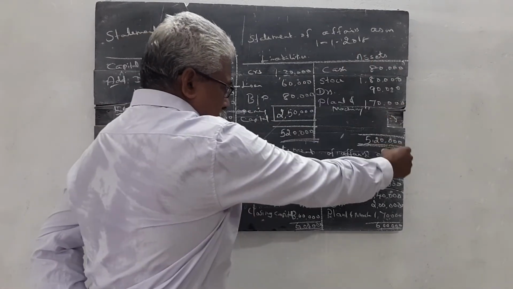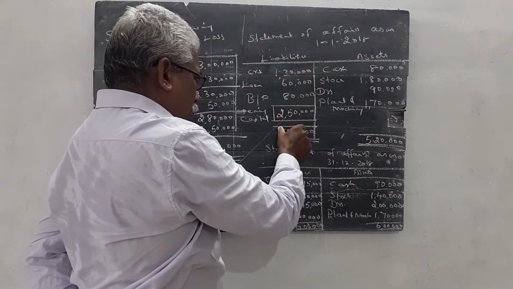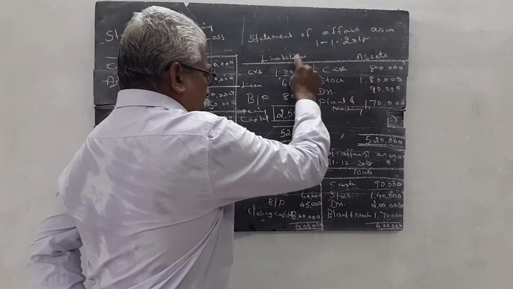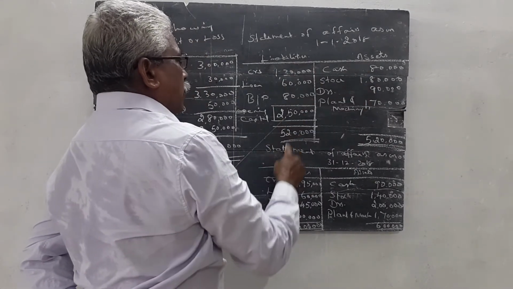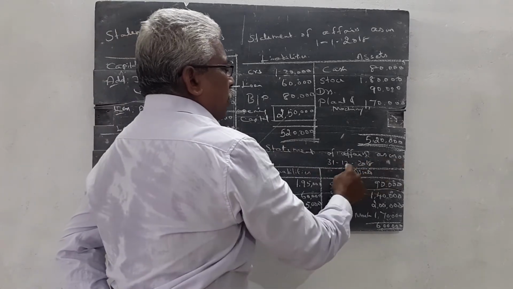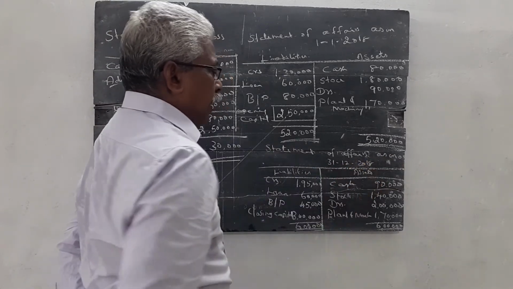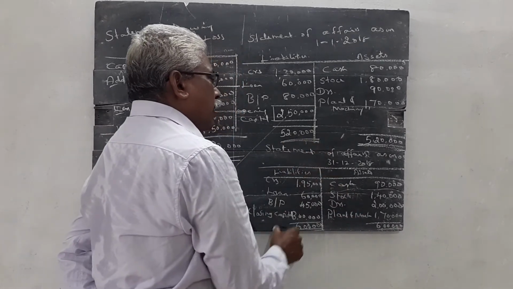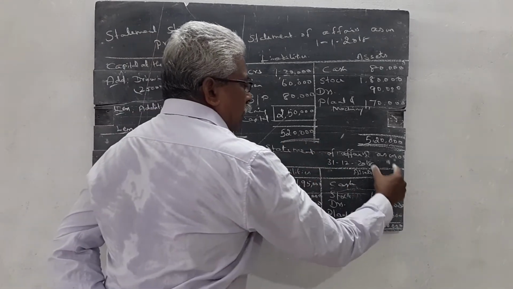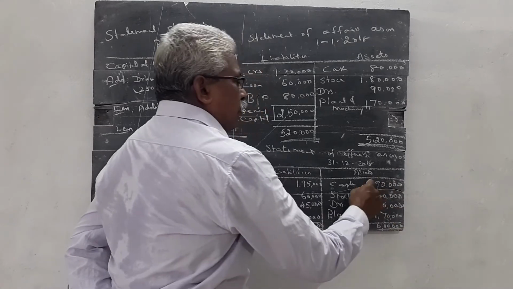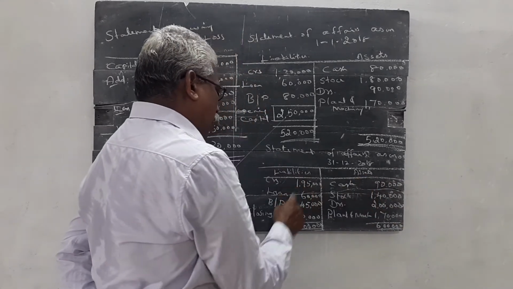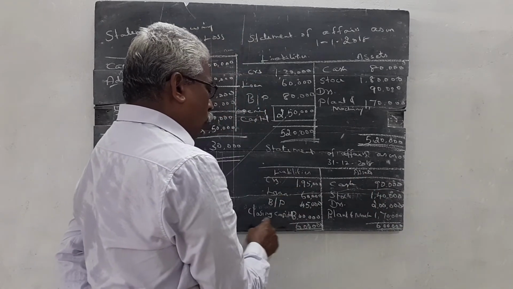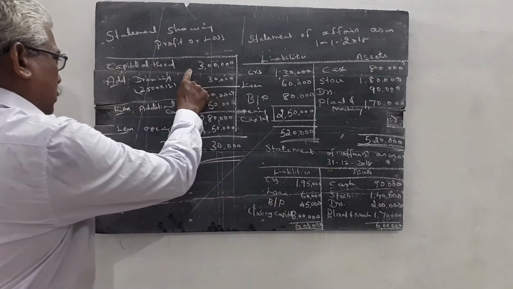Assets are entered on the asset side, liabilities on the liability side. The difference between assets and liabilities is equal to capital. Then the statement of affairs on 31st December 2018. Assets are entered here, liabilities are entered here. The year-end amounts are entered. The difference between assets and liabilities is called capital. So closing capital is 3 lakhs.